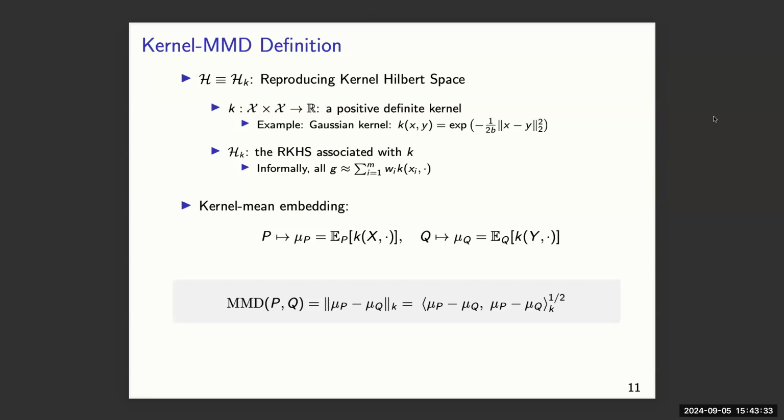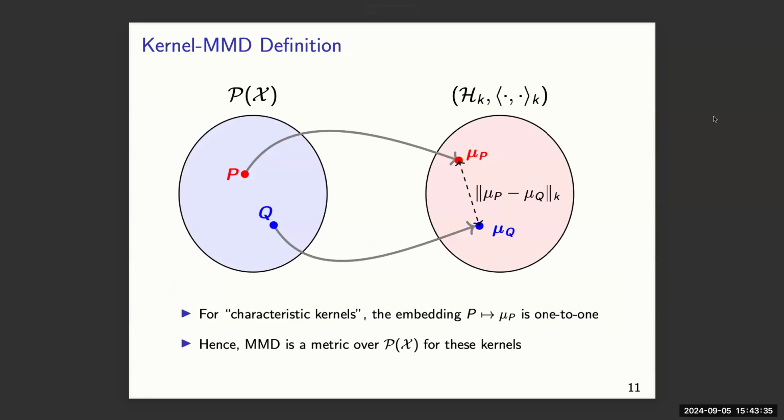Okay, so just to go back to the picture, we have the original space. We are embedding it into the RKHS. So we have mu P and mu Q, which are the expectation of Kx under P and Q respectively. And then to get a distance between P and Q, we take the RKHS norm of mu P minus mu Q. And there exists an important class of kernels called characteristic kernels, for which this map from P to mu P is 1-to-1 or injective, which in turn implies that MMD is indeed a metric over PX for these classes of kernels. Okay, so any questions about the definition?